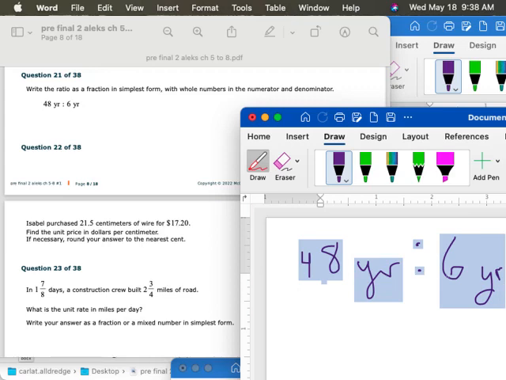So now we're going to write this as a fraction. So we would write it 48 over 6, but then it says in simplest form, so we would write that as what?